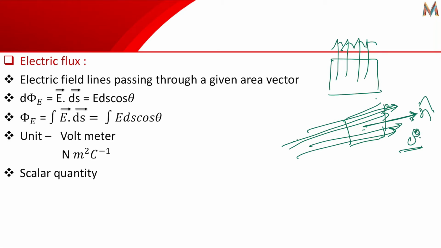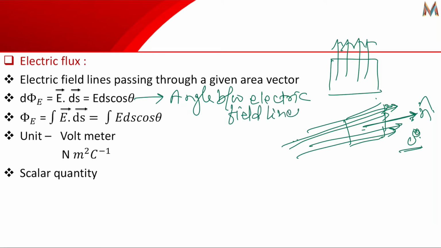So if you put here in this definition E ds cos theta, this theta is the angle between electric field lines or electric field and normal area vector.